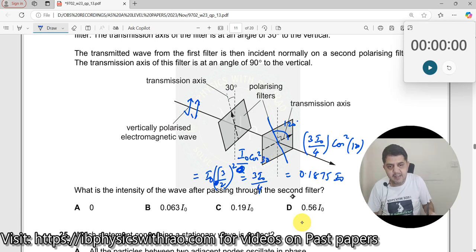0.1875 times I naught, which is closer to 0.19 times I naught. So 0.19 times I naught is C. So C is the right answer.